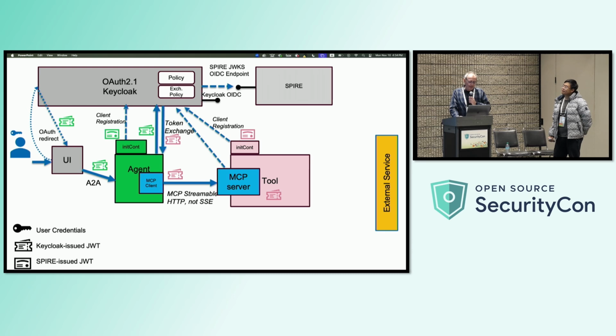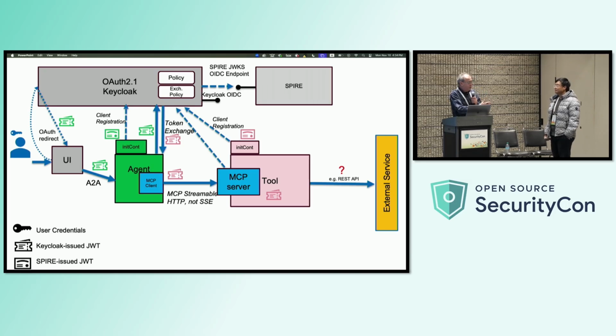The tool can now validate this token, and if everything is good, it can use this token to access the external service. But wait, what if this external service has no idea what this token really means? This could be some legacy application or some third party. They have no idea what this means.